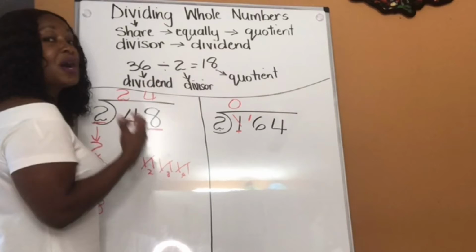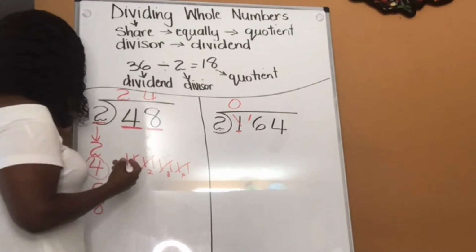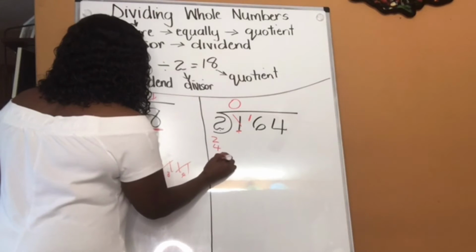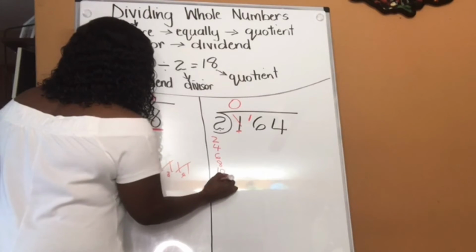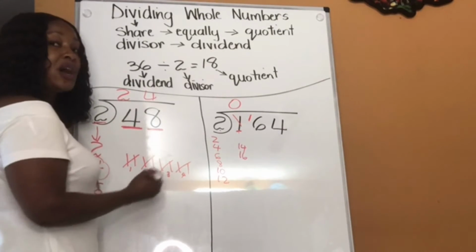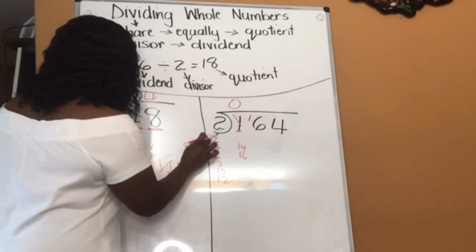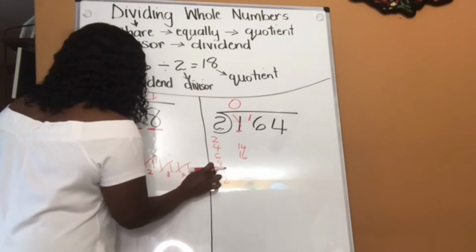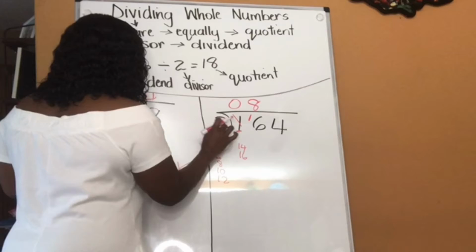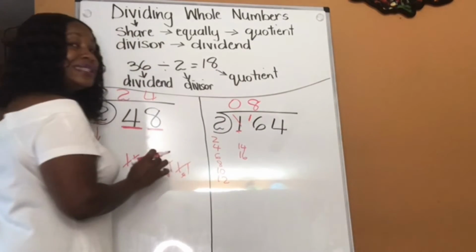You can skip count by 2 until you get to 16. So let's do that over here. 2, 4, 6, 8, 10, 12, 14, 16. Now count how many times you skip counted. 1, 2, 3, 4, 5, 6, 7, 8. 8 times. So we can get 8 sets of 2 out of 16.